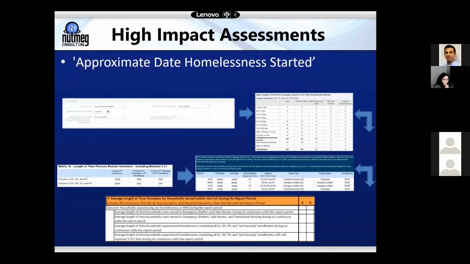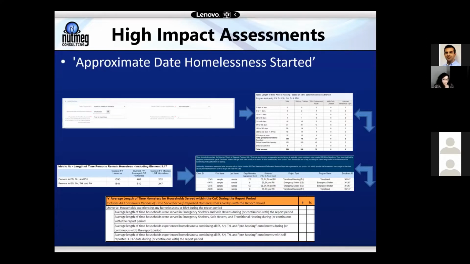Approximate date homelessness started. Many of you are familiar with this question. This is the question that, when you identify a location that is a homeless location of where the person came from, you get this date field that pops up. So if you say the person has a place not meant for habitation, you're going to have to provide a date when they started in that location. Or if you say emergency shelter, for example, or safe haven, again, same thing, you're going to see this field pop up.